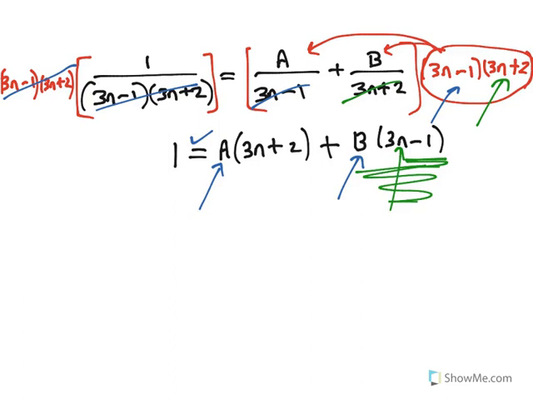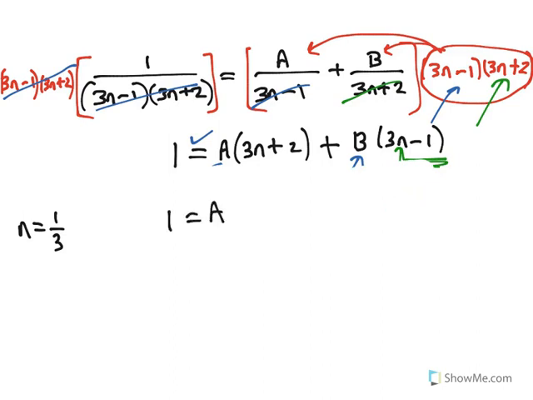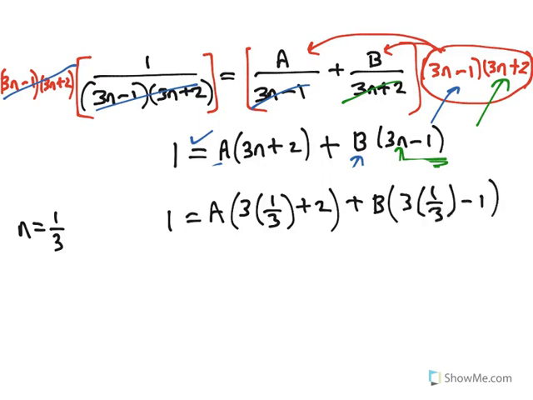So I can focus on solving for A by choosing n to be equal to 1/3. So I choose n to be equal to 1/3, and when I do that, this is what we will have. I will have A times 3 times 1/3, 3 times n, plus 2, plus B times 3 times 1/3 minus 1.